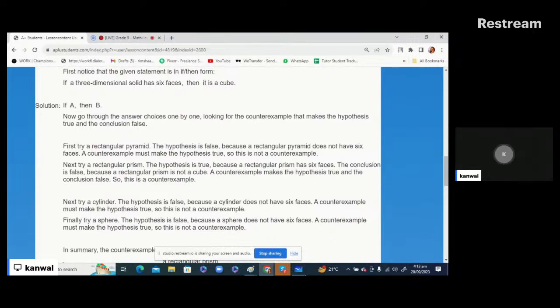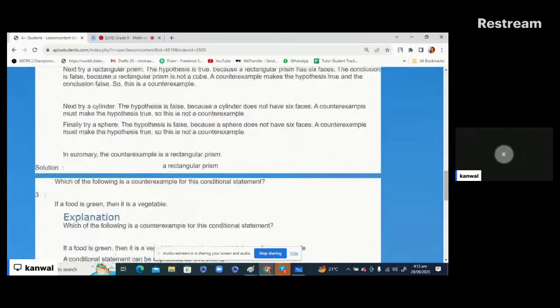Okay, let's just try one more. Here they are using the cylinder. So here the hypothesis is false. Why? Because the cylinder doesn't have six faces. Okay, so a counterexample must make the hypothesis true. So this is not a counterexample because the cylinder doesn't have six faces.